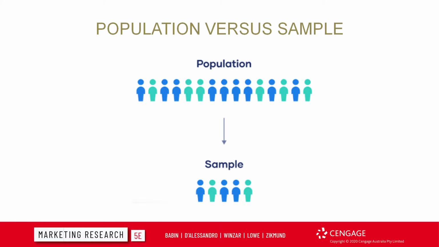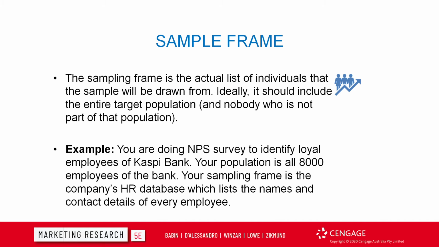And if the population is very large, it might be difficult to gain access to a representative sample. The sampling frame is the actual list of individuals that the sample will be drawn from. Ideally, it should include the entire target population and nobody who does not belong to this population.